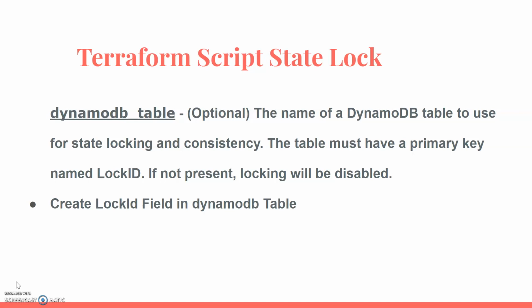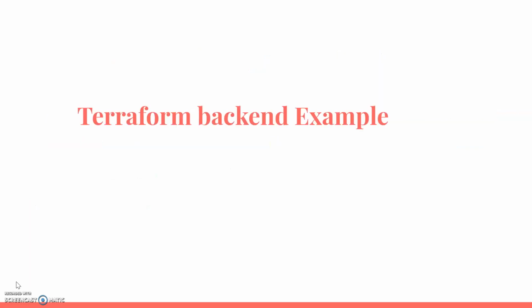State locking. Terraform maintains state locking, which we'll see in the demo section. A DynamoDB table will be used for the state locking, and you have to create a field for the lock ID. If the field is not present, your lock will be disabled. You can check this, and in the demo we will find the lock ID and the DynamoDB configuration in the script. The backend configuration and the state file maintenance we will see in the next session.